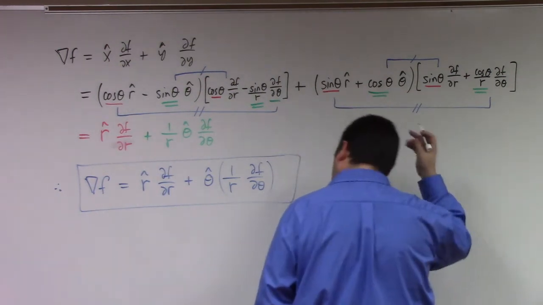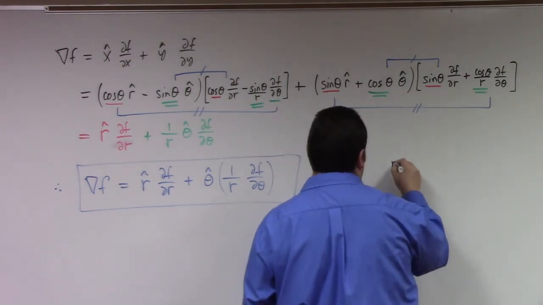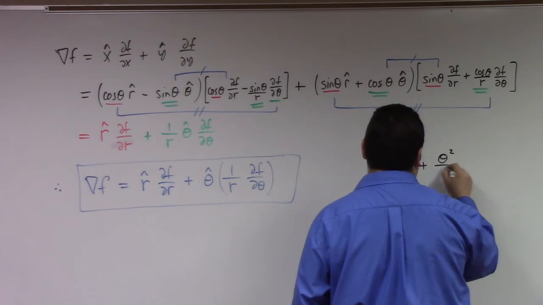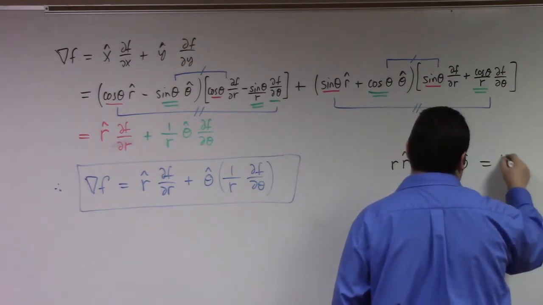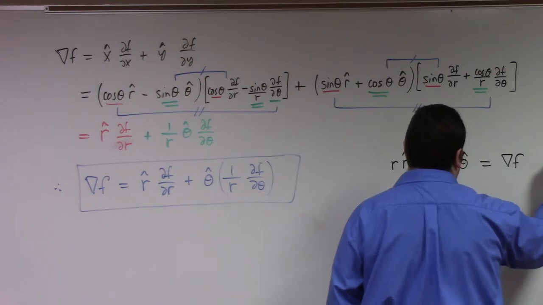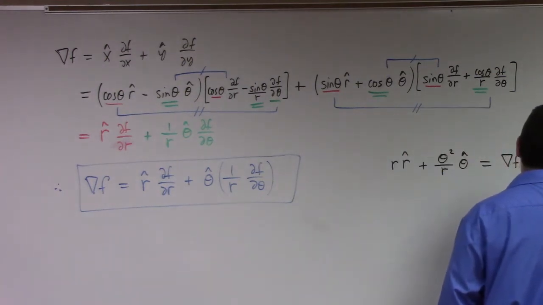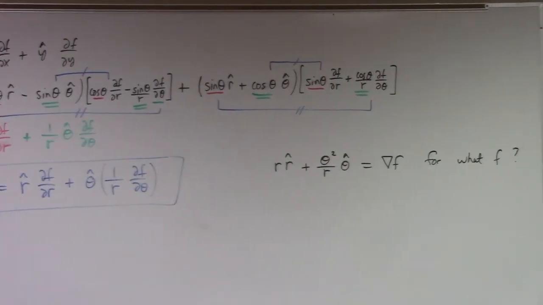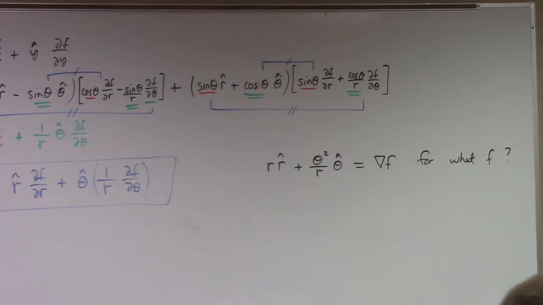So I could try something like r hat plus theta squared over r theta hat equals the gradient of what f? That would be an analogous question to the one you're pointing at. 56b? But for 56b, we would need to derive the gradient in terms of spherical. Yeah, I will write down the spherical gradient soon. Let's stay in the polar world for just a second here.